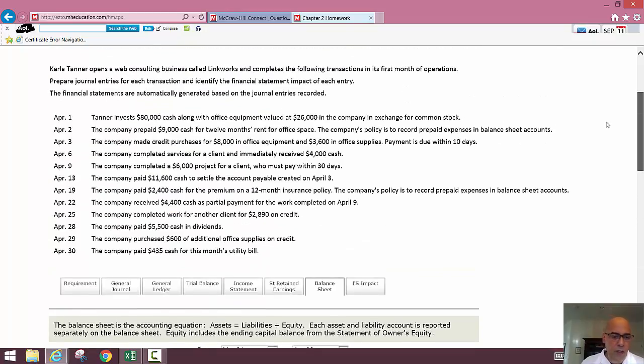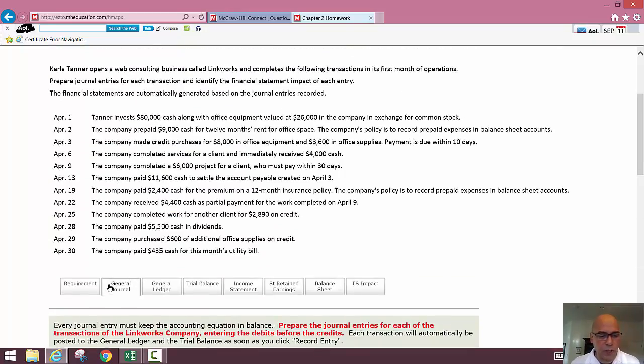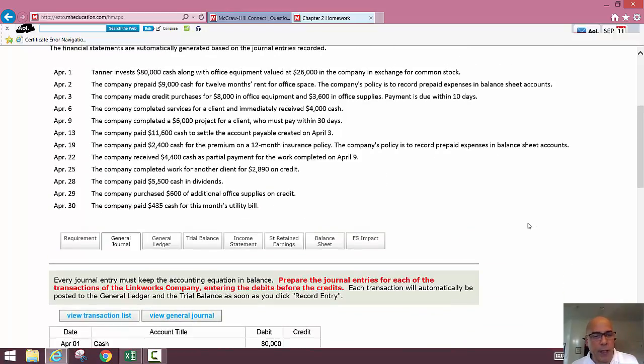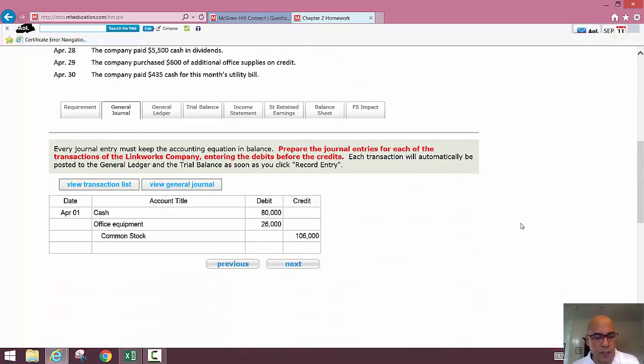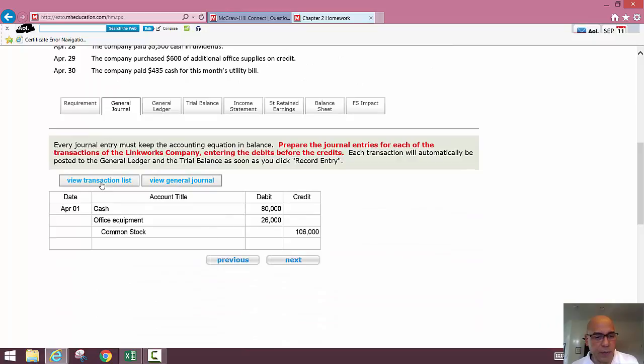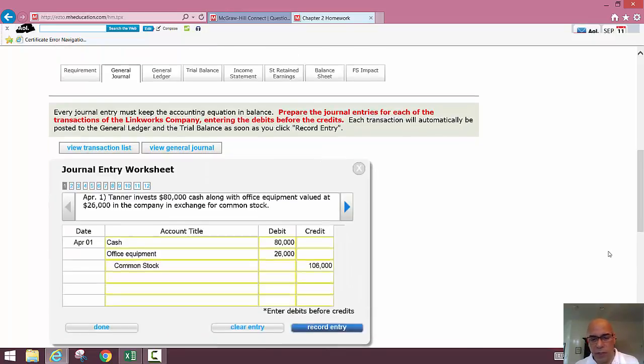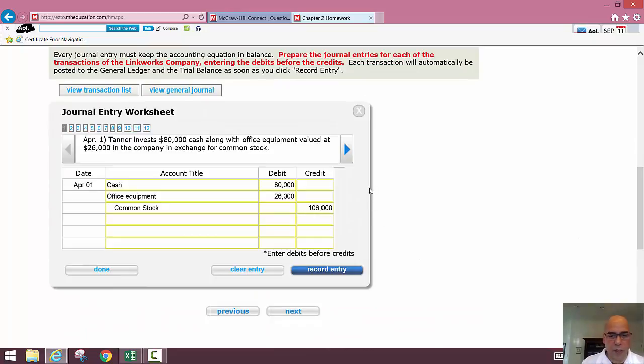Okay? All right, good. So now I'm ready to go back to my general journal. And I'm going to go through this next transaction that I see up here, and let's see if they let me view the transaction listing. I liked it better when the transaction was right there for me. There it is. Okay, that's the view I want. So I'm ready to go to the next transaction.